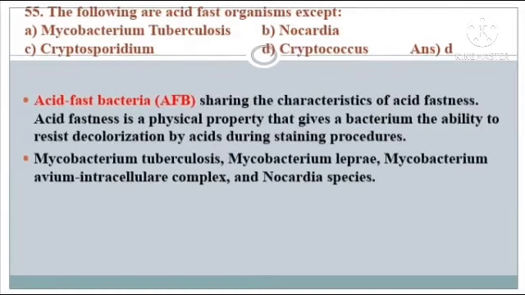Question number 55. The following are acid-fast organisms except? The answer is option D, Cryptococcus. AFB share the characteristics of acid fastness. It is a physical property that gives a bacterium the ability to resist decolorization by acids during staining procedures. Examples for AFB are Mycobacterium tuberculosis, Mycobacterium leprae, Mycobacterium avium and Nocardia species.